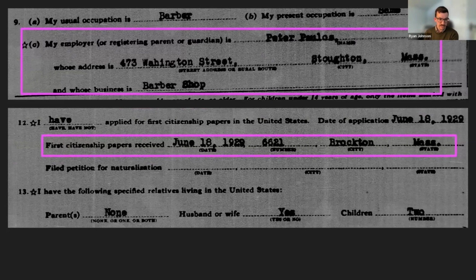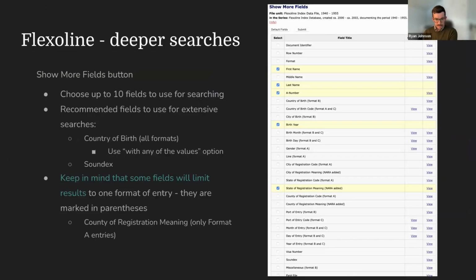And the second box there, his first citizenship papers were received in Brockton, Mass, and it even gives the number of the declaration that I can look for. So just on one form, we've gotten 4 big clues to other records that we could find for this person. But we know that just searching by a simple name isn't always going to work, so we've got to have some more strategies available for finding people in this database.